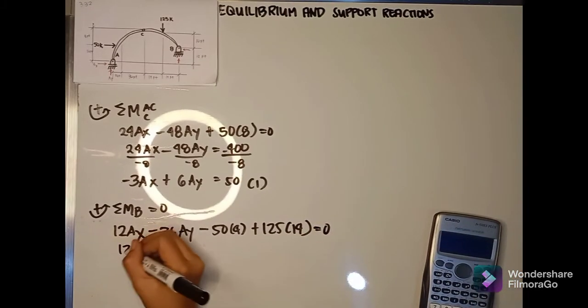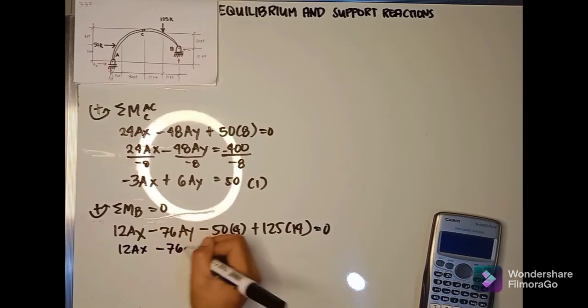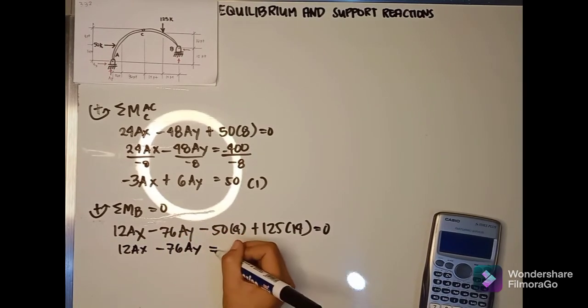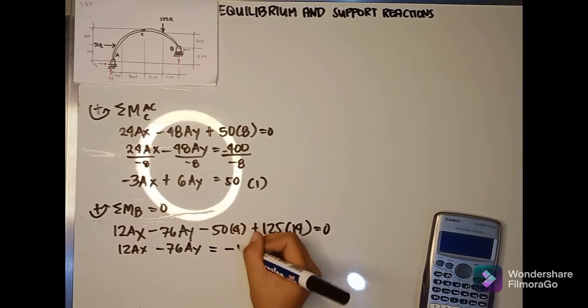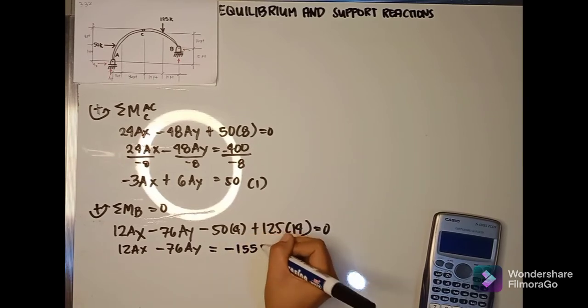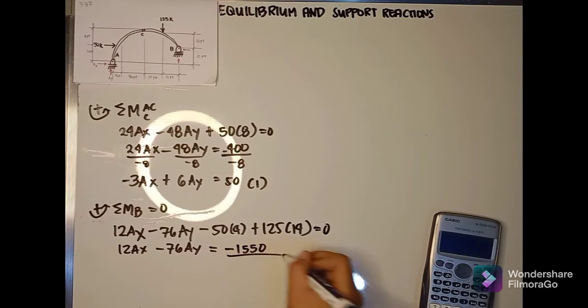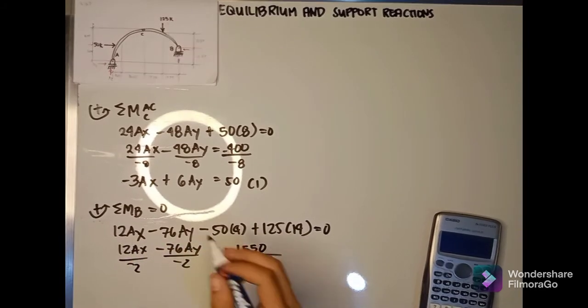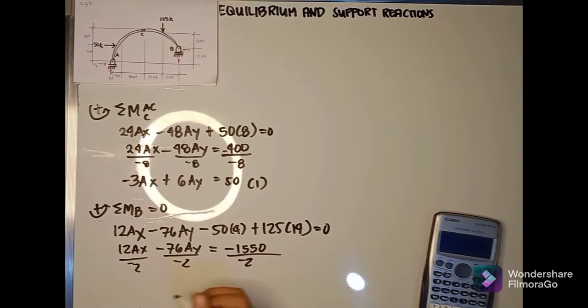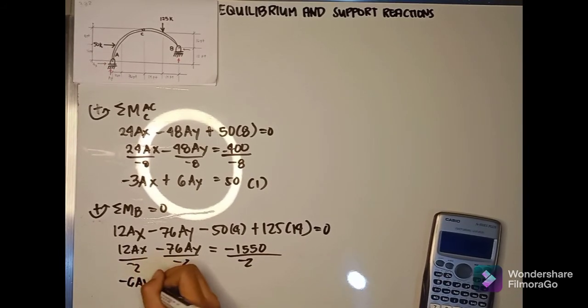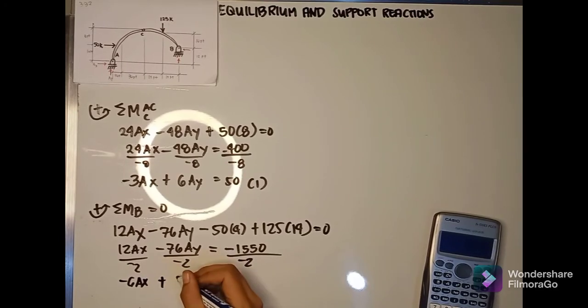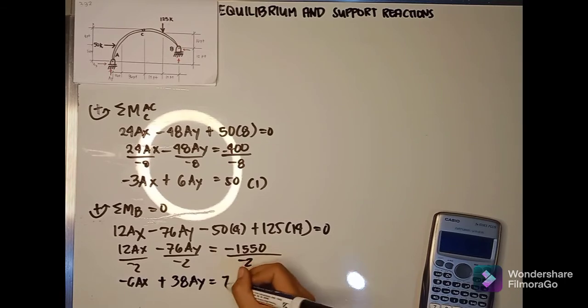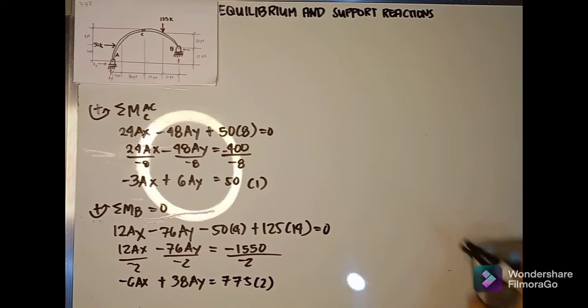Combining like terms, 12 AX minus 76 AY equals negative 1,550. For the lowest term, we can divide by negative 2. So, negative 6 AX plus 38 AY equals 775. So, this is our equation number 2.